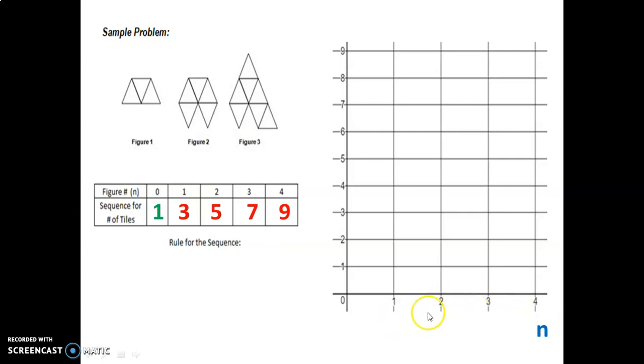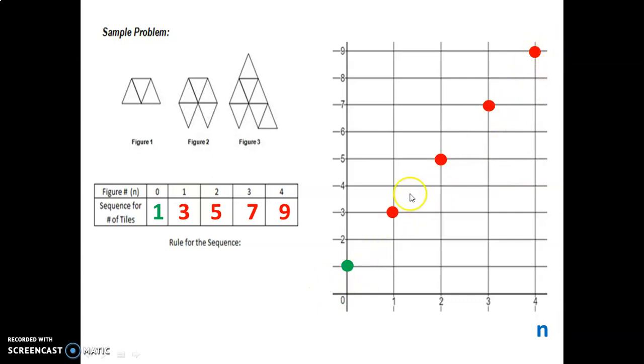So again, here's our position number on this axis, and over here we're going to have the value. So at position 0, we had that 1 there. At position 1, again, we have 3 tiles, 3. At position 2, or figure number 2, we have 5 tiles, and figure number 3, 7 tiles, figure number 4, 9 tiles. We can see it's arithmetic, we can see a linear sequence of points there.